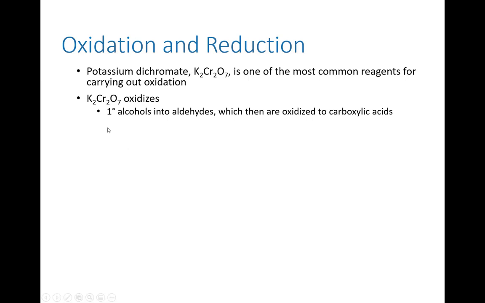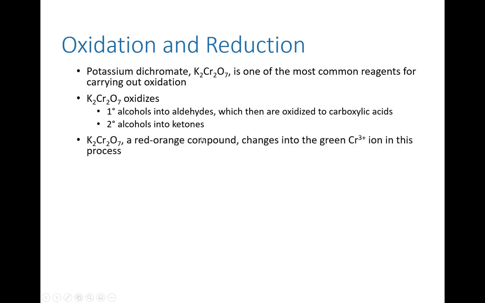What about secondary alcohols? Secondary alcohols are oxidized into ketones. Tertiary alcohols, you're not going to see them because they don't oxidize. Now, this is going to be an important part of a lab reaction, and that's why we list it here. Potassium dichromate is red-orange. When it reacts, it changes into the green chromium-3 ion. So this tells you that a reaction has occurred.